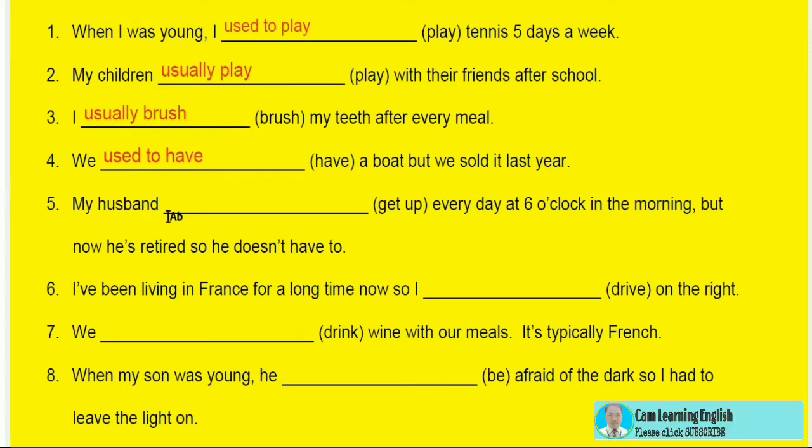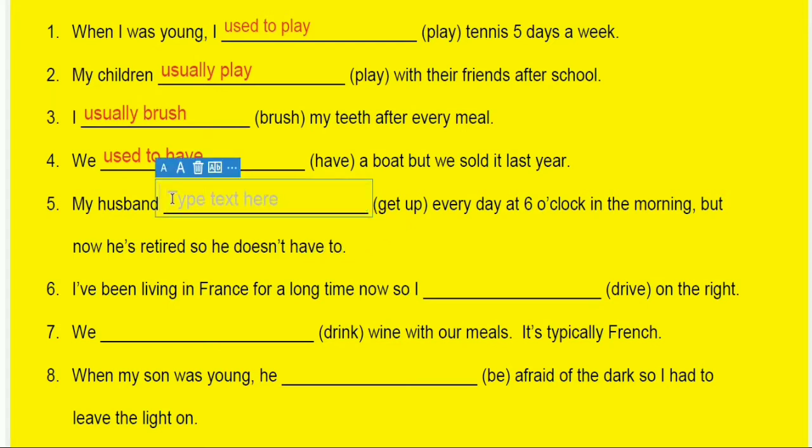Okay, number five: my husband get up, the verb get up, right, every day at 3 o'clock in the morning, but now he is retired, so he doesn't have to. Again, my husband every day at 3 o'clock in the morning, but now he's retired, so he doesn't have to. So the verb get up, everyone. How can you complete number five? Used to get up, right? My husband used to get up.